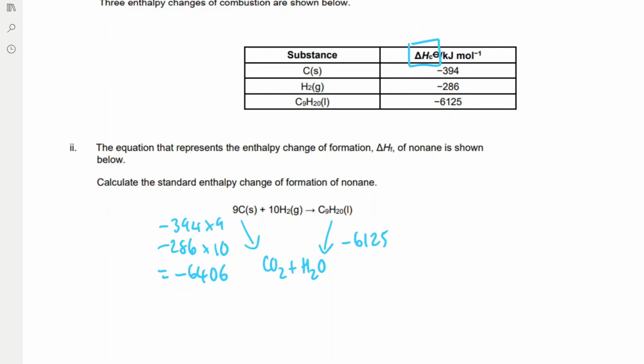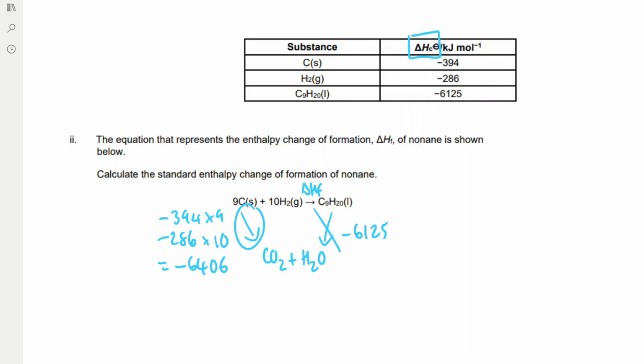Then, if you look at these arrows, you can see that to find the enthalpy change of formation, which is this arrow up here, which is also the enthalpy change of reaction, we need to go with this first arrow on the left here, and we're going against this arrow on the right. So that means that we need to keep the sign of the arrow on the left. So that means we still have minus 6,406. And we need to flip or change the arrow on the right to positive 6,125 to find the enthalpy change of formation. So that's minus 6,406 plus 6,125, which is minus 281 kilojoules per mole.